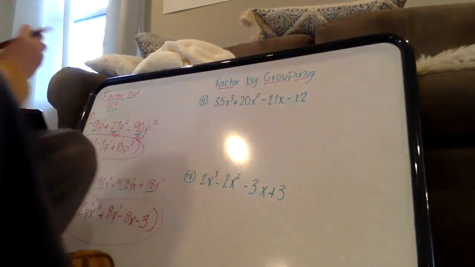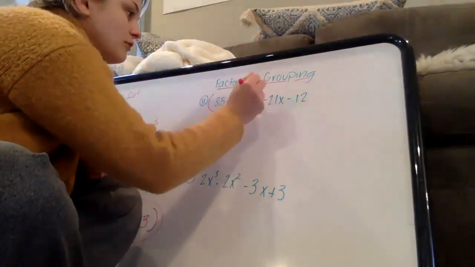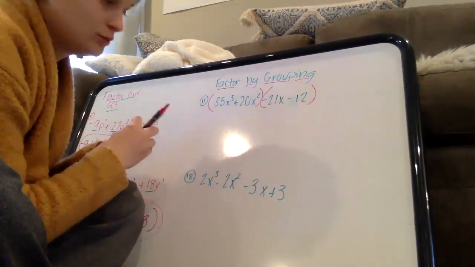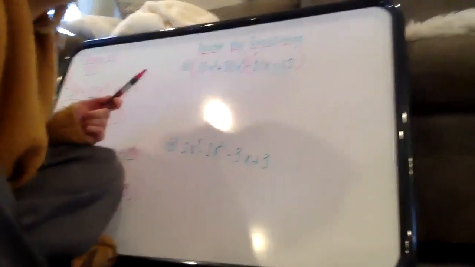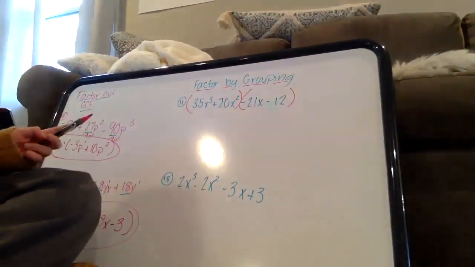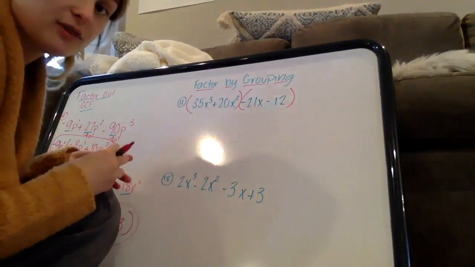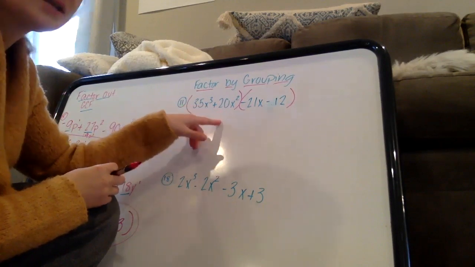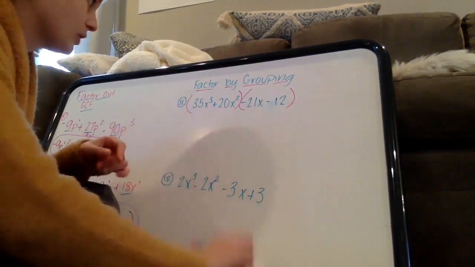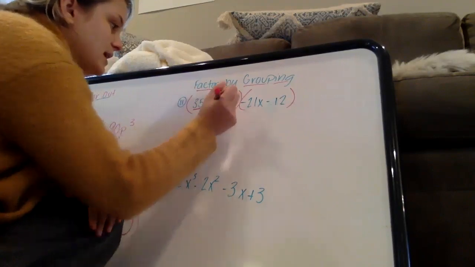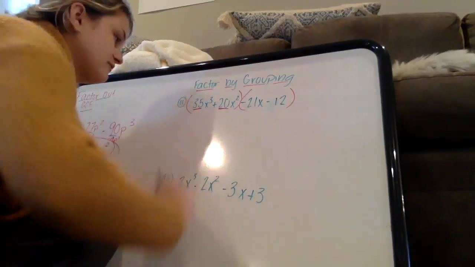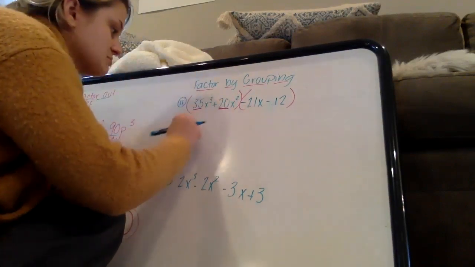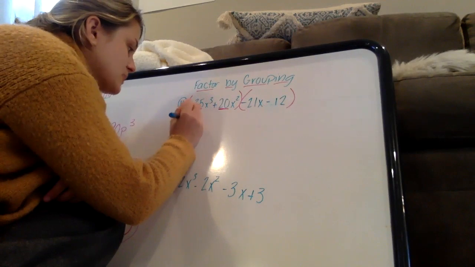Now factor by grouping. You're going to group these off. See how there's 4 terms? Group them and make them 2. Make 2 groups, okay? So we have 35x cubed plus 20x squared. So for this, focus on just this one right now. We're going to take out the greatest common factor. So what's the biggest number that can go into 35 and 20? That would be 5. And then the smallest exponent is x squared, so you take x squared out.